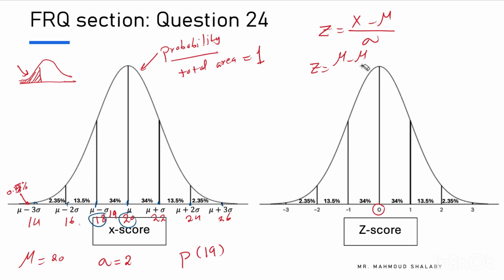Now, if I want to find the next value, on the right for example, I know that the second value of x is mu plus sigma, so I will replace x by mu plus sigma minus mu over sigma. It's very obvious that mu will be cancelled with negative mu. We will come up with sigma over sigma, which means 1. That's why we find the number 1 here.